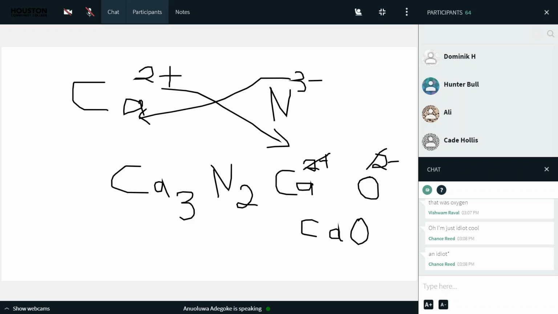Okay, so this is for calcium nitride. This is for calcium oxide. If it's the same charge, you just cross them. If it's not the same charge, to make it easy, you just do the crisscross. And I explained why we do the crisscross.